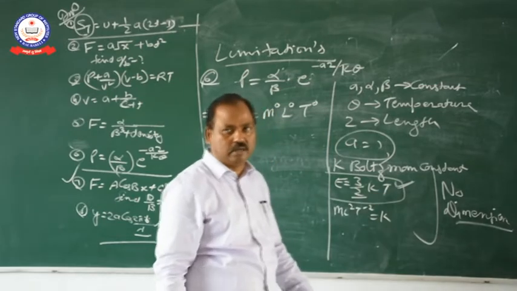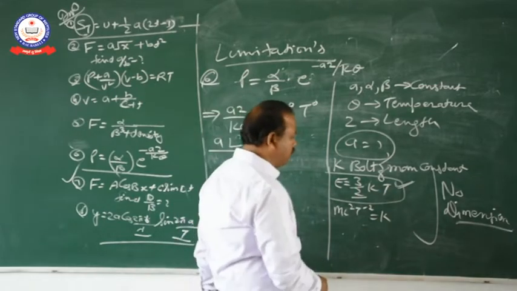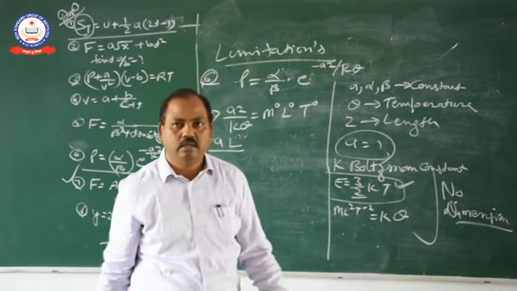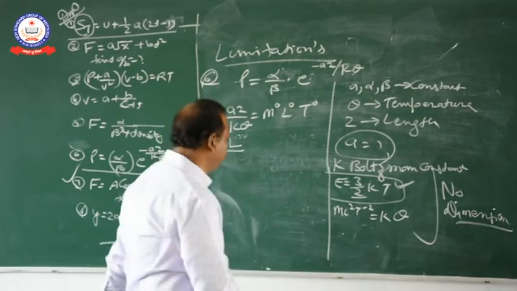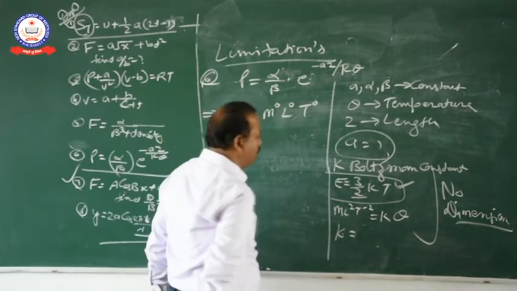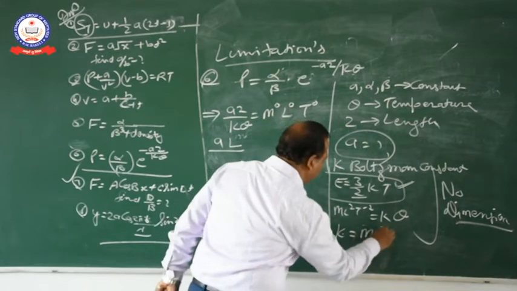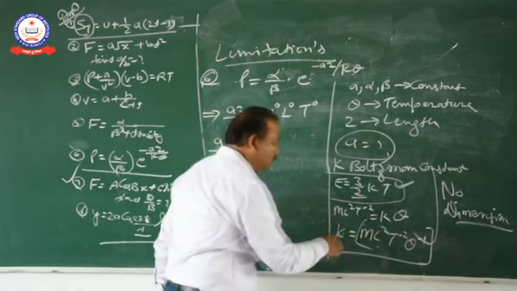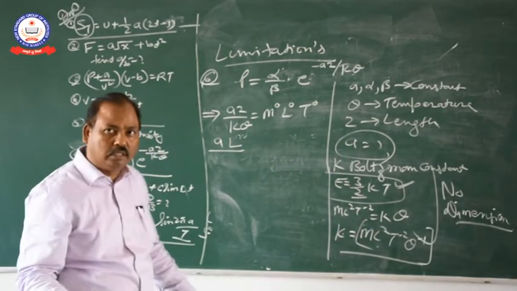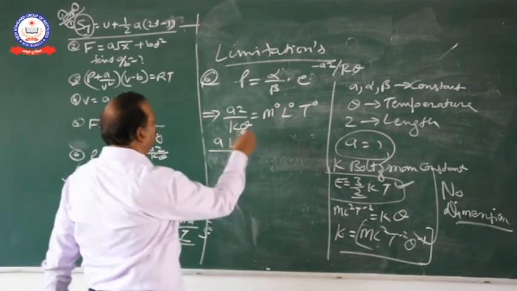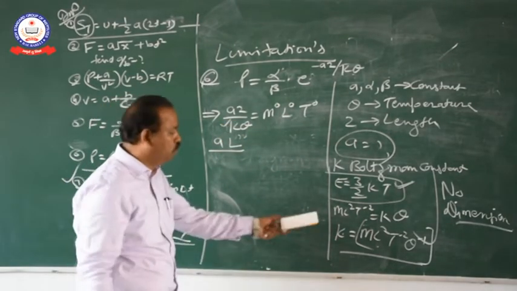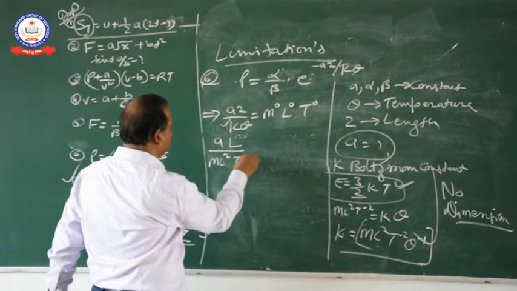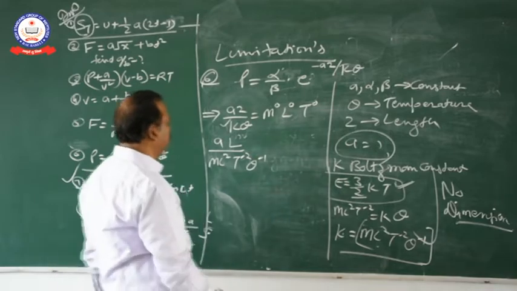K, T is temperature, denoted by theta. So the dimensional formula of the Boltzmann constant is ML²T⁻²θ⁻¹. Is it clear? So putting the value of the dimensional formula of the Boltzmann constant, ML²T⁻¹θ⁻¹.